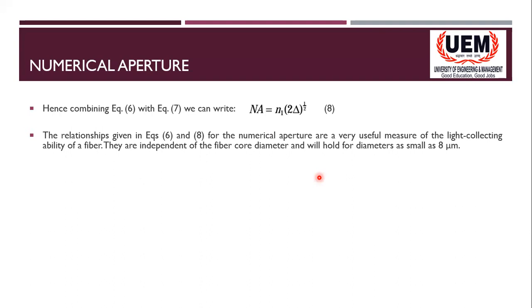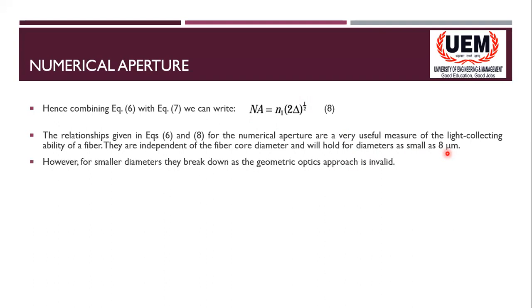Okay, now using these equations, we can say that the fiber optic core diameter that we see can be as small as 8 micrometers. From the numerical aperture, we can calculate the minimum dimension of the fiber optic core which can support total internal reflection for a single mode.